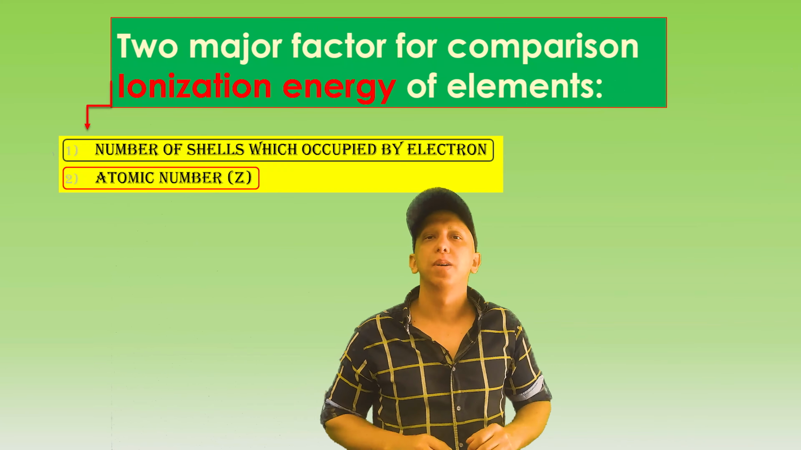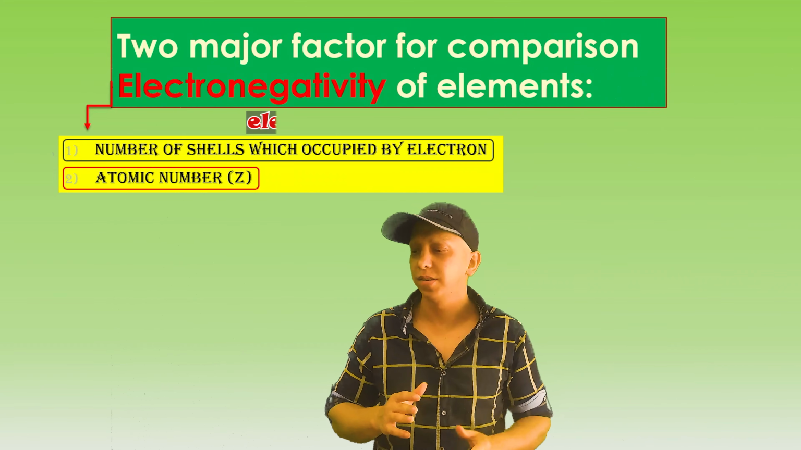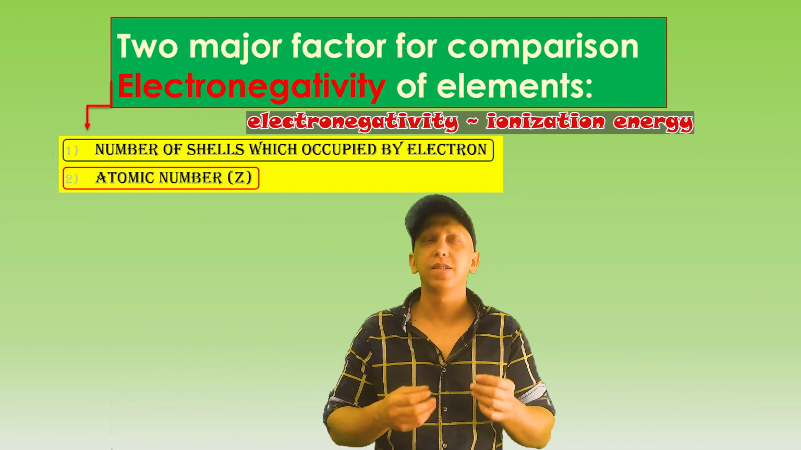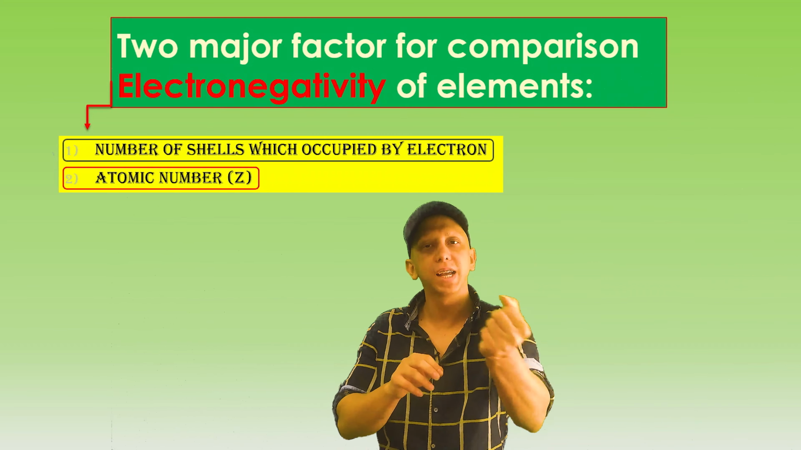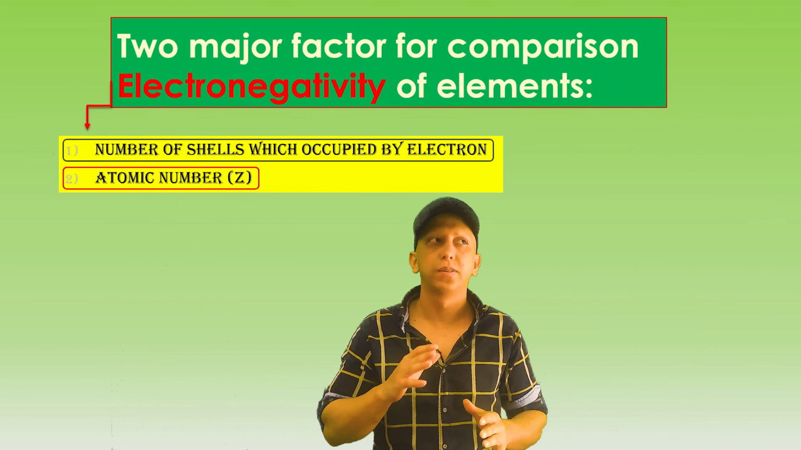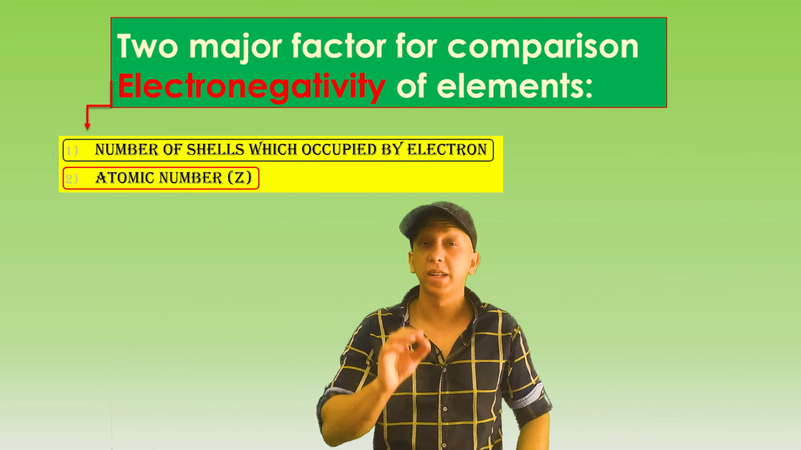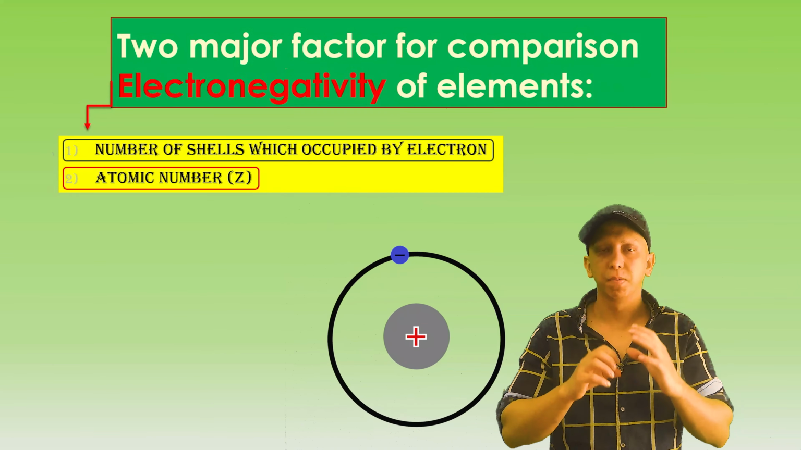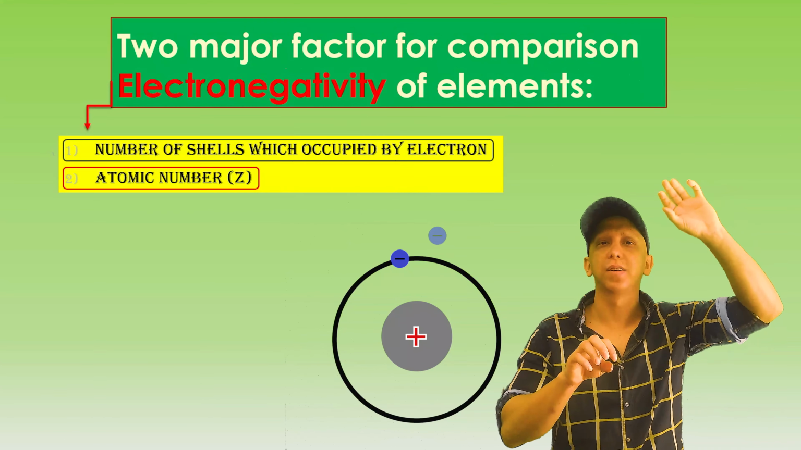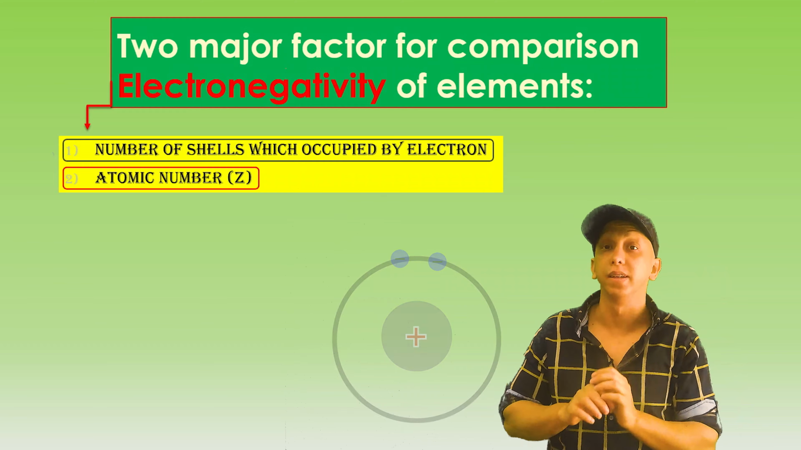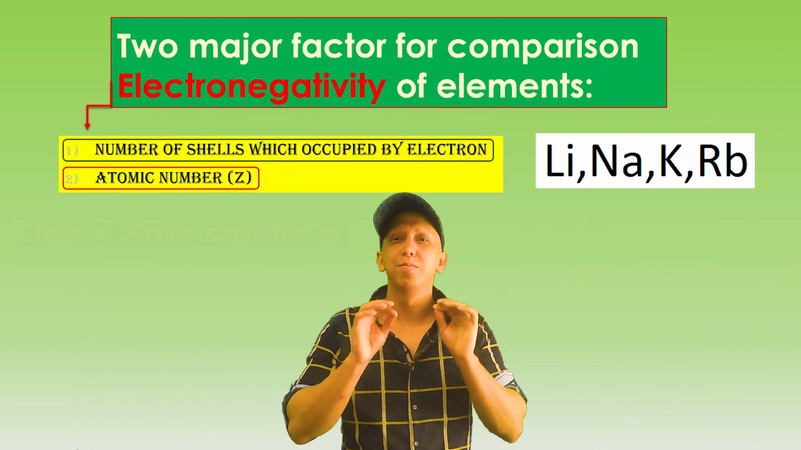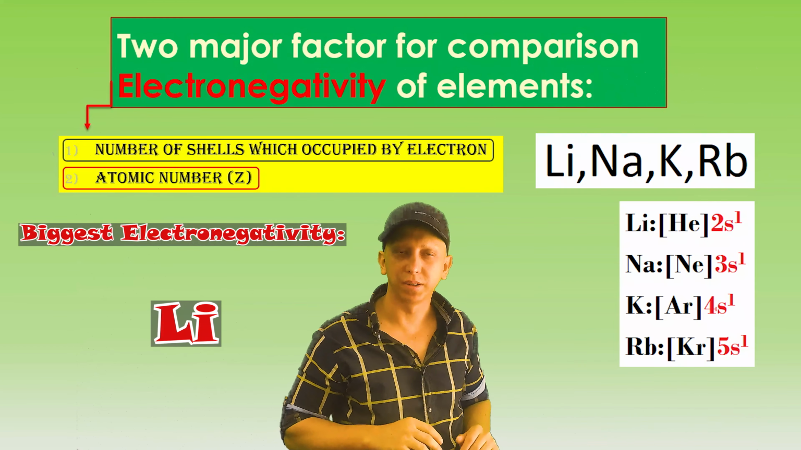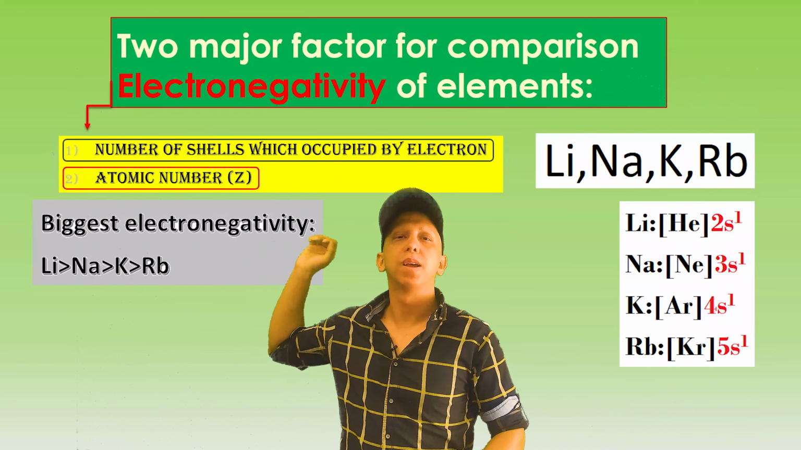Now let's talk about electronegativity. Electronegativity has a straight relation with ionization energy, because electronegativity is the tendency of elements for getting electrons, and it has a straight relation with ionization energy and a reverse relation with atomic radius, because the smaller the atomic radius becomes, the easier the nucleus can get electrons from outside of the atom. For these four elements, the biggest electronegativity will belong to lithium again, because it has the smallest atomic radius, and then sodium, potassium, and rubidium.